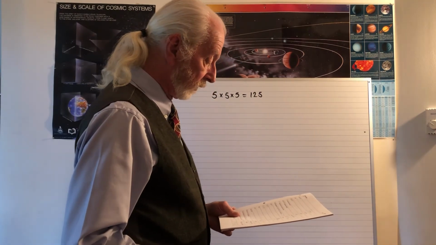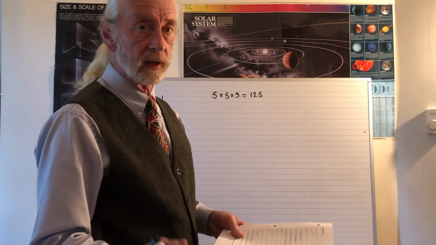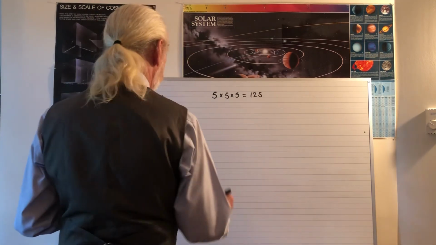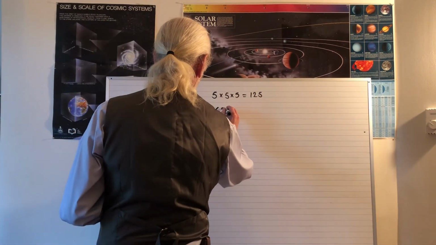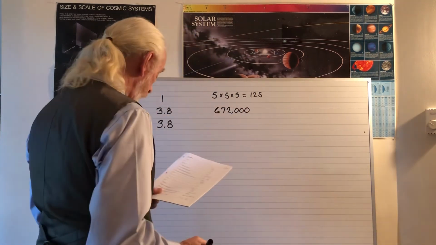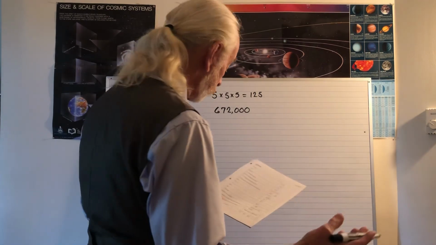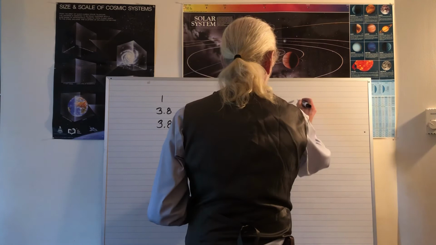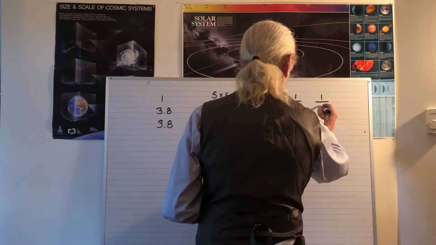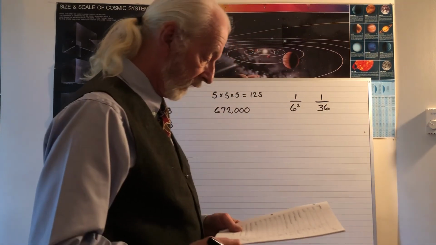672 times 10 to the third. 10 to the third, that's 10 times 10 times 10. That's 1,000. So 672 times 1,000, 672,000. 6 to the negative 2. Two possible answers here. That can be 1 over 6 squared or we can do this, 1 over 36. Either way will work.